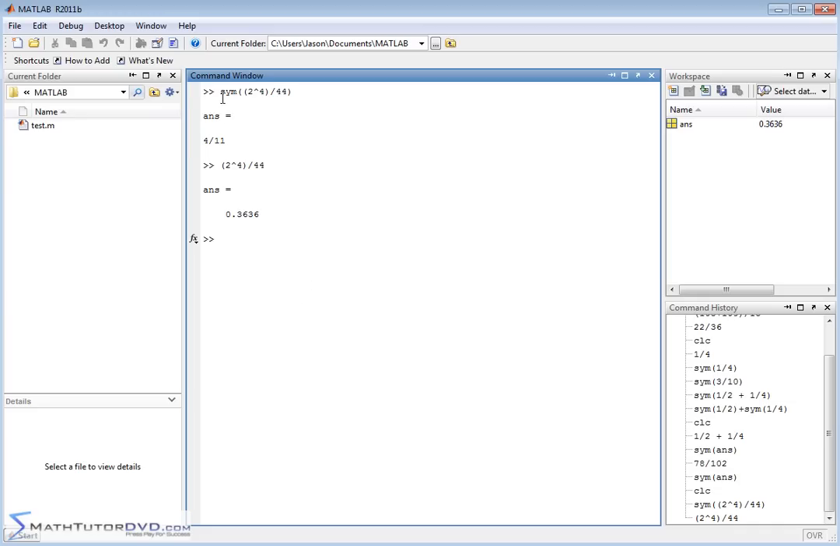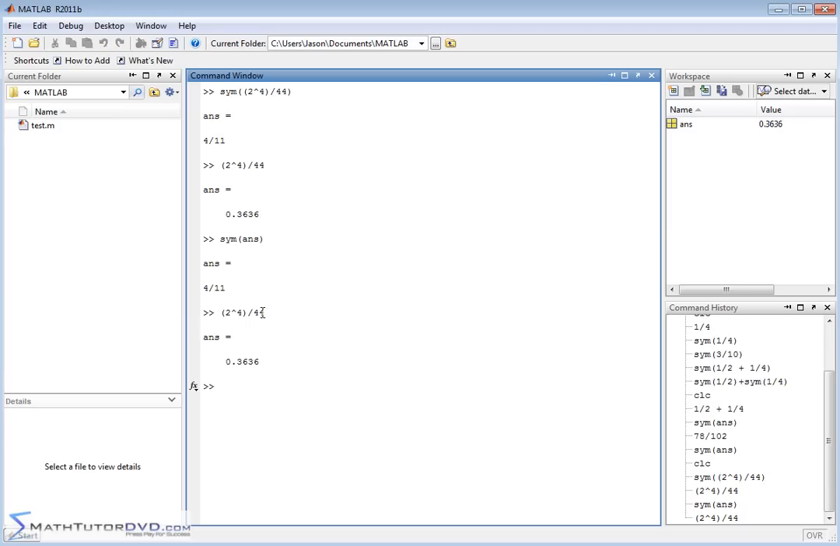So the first time we asked MATLAB, give us a symbolic representation of this calculation, so it's going to try to keep it in fractional form. The second time we said, okay, forget about sym, just give us the decimal. And of course, since now the last answer is 0.3636, we can do sym of the last answer, which is going to take the last answer and try to convert it to a fraction for us, and we're going to get an answer of 4/11.